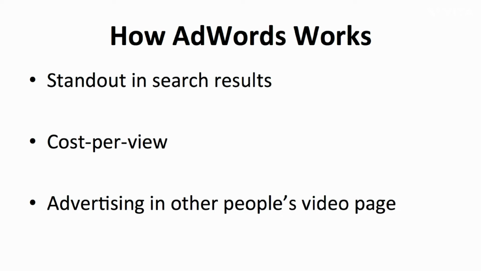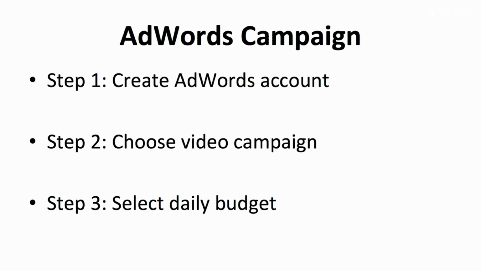Other than appearing on top of the search results page, Google does advertising in other people's video pages as well through in-stream or in-display. You don't need to worry about getting permission from the video owner. Google already did that for you. Do not forget that getting views is one of the factors that affects your rank. To start the ad campaign with Google AdWords, you just need to follow 5 simple steps.